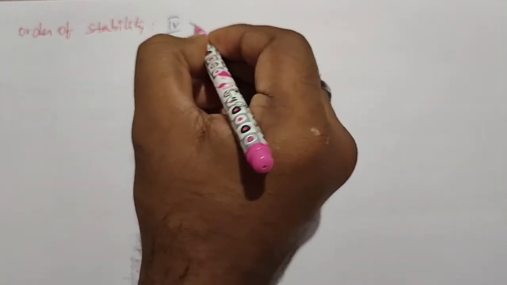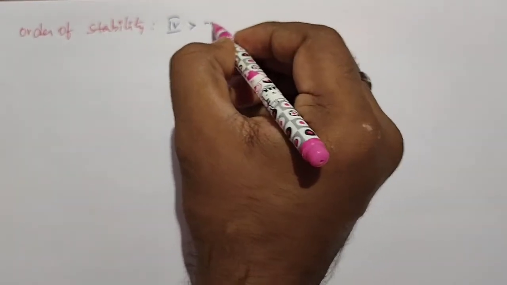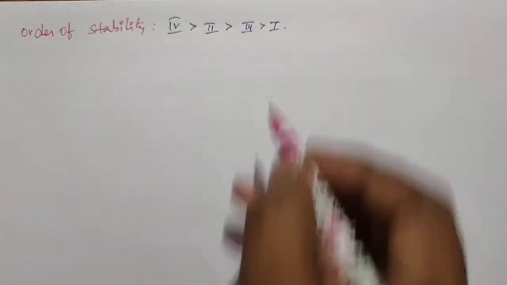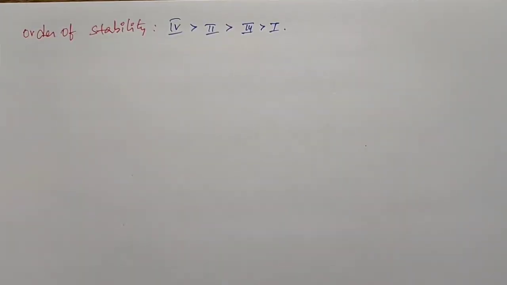Fourth one is more stable based on the discussion, after that the second one is more stable, after that the third one, and the first one is at last. So due to the presence of plus I groups, their stability decreases from the fourth structure to the second, second to the third, and third to the first.